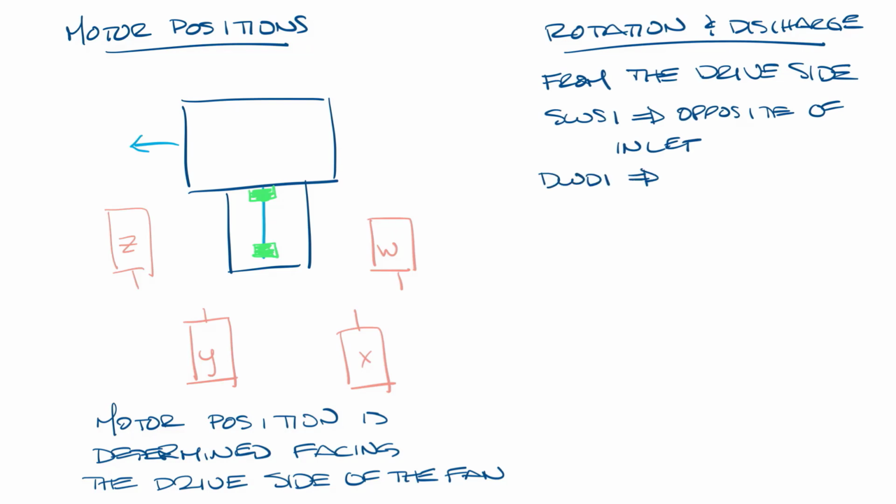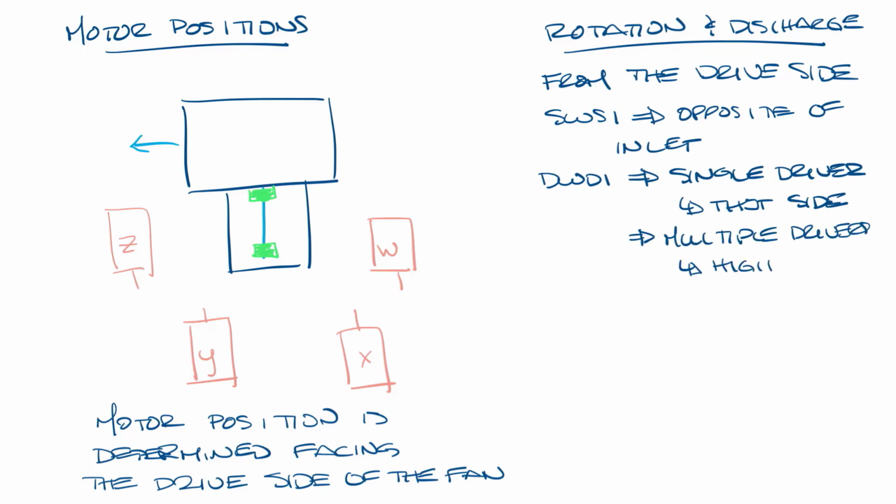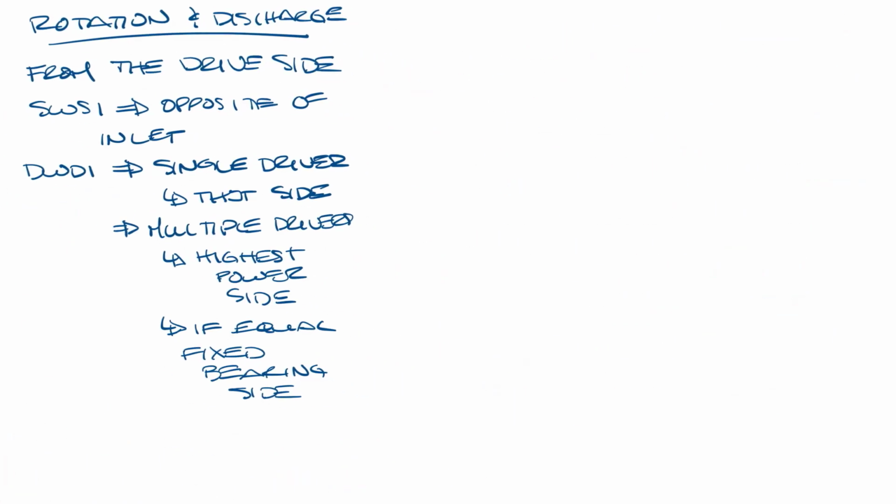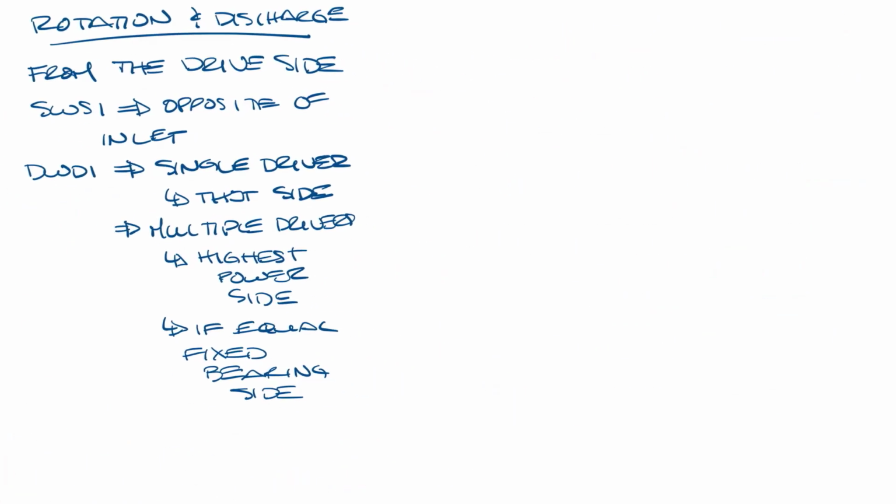On a DWDI fan, if there's a single driver, that's the drive side. If there are multiple drivers, the side with the higher total power is the drive side, and if the total power on each side is equal, then the side that has the fixed bearing is the drive side. There's a bunch of different rotations in discharge, so I'm not going to draw them all. I'll just give you a couple examples.